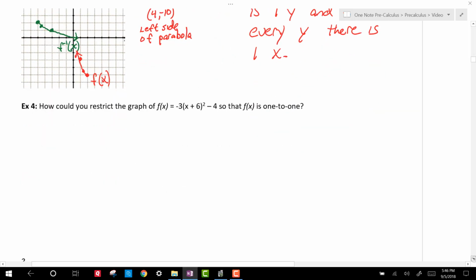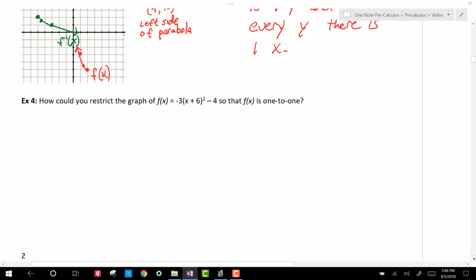So, example number 4 is asking the same type of question, but I want to make sure that I can restrict the graph to be 1 to 1. Now, what 1 to 1 basically means is it has to pass the vertical line test and the horizontal line test. So for f of x to be 1 to 1, it has to pass vertical and horizontal.